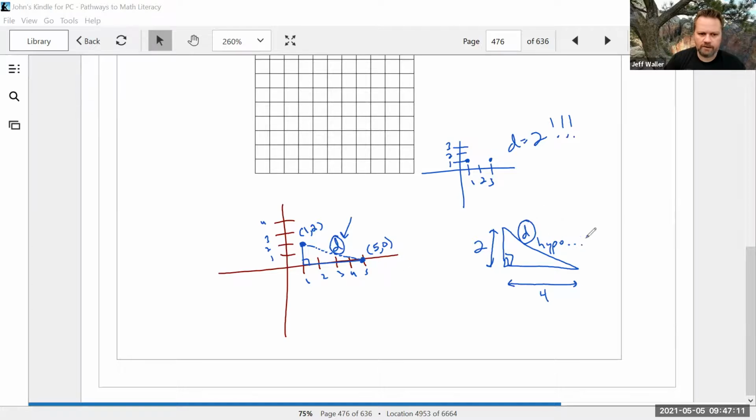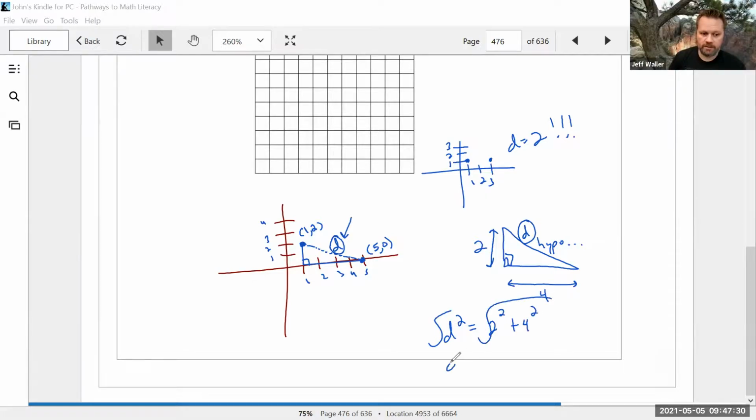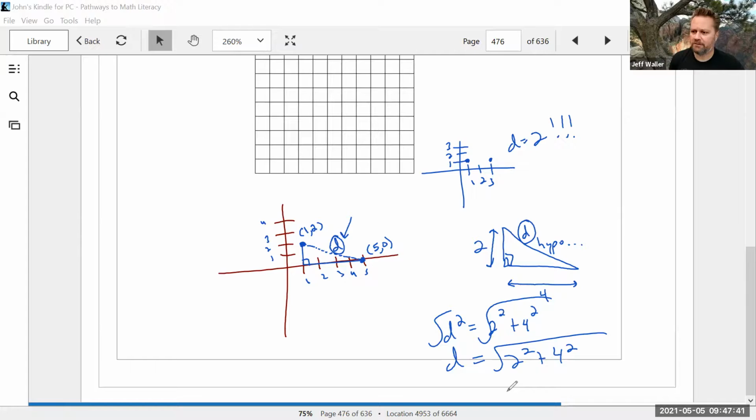Now, can you figure out this side then? D squared equals 2 squared plus 4 squared. Let me do this weirdness. Ooh, this looks weird. So I'm just doing the square root a little bit early, right? You guys all with me? This is exactly what we did earlier with the right triangle.